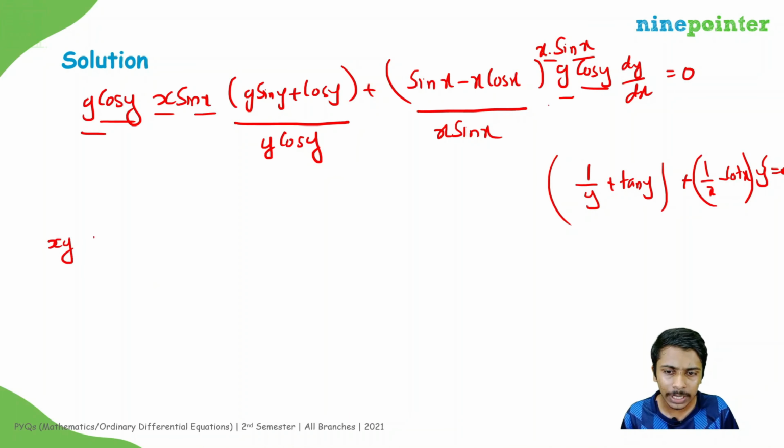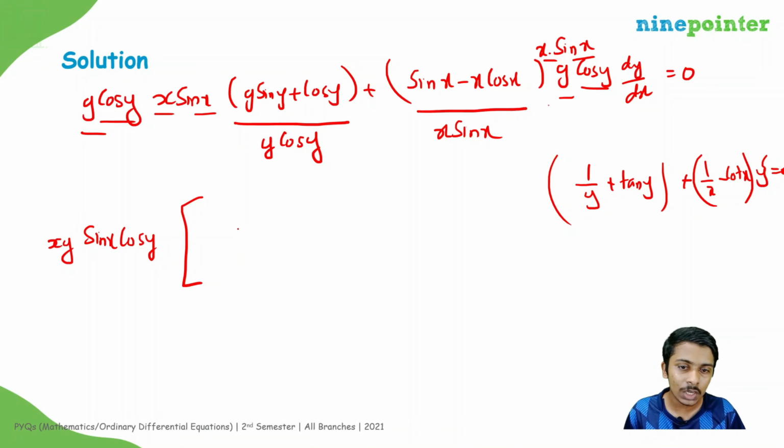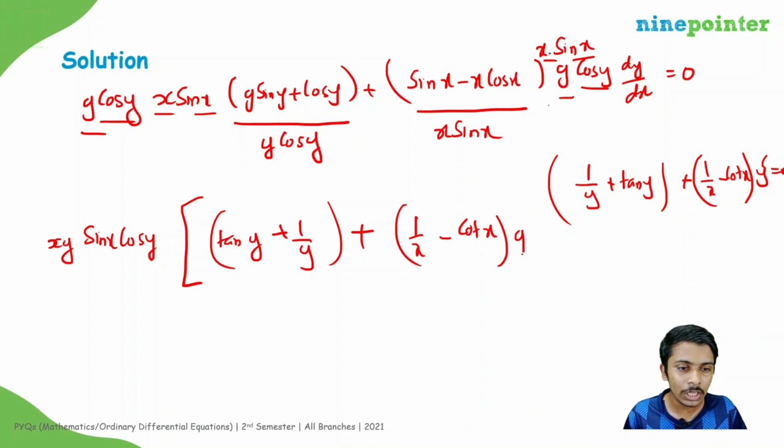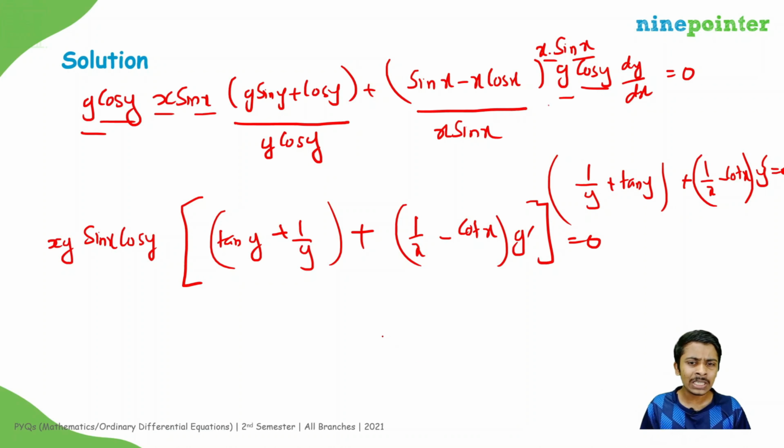So let me just take out those terms, xy sin x cos y. And what are the remaining terms? Here we will have tan y after cancellation and plus a 1 by y. Then plus, here we will have 1 by x minus cos x by sin x, that is simply cot x, into dy by dx or y prime, that is equal to 0. Now you can see the same equation once we found the solution and later found the differential equation from that solution. Now the question actually looks in a slightly different form, but we can just go in the reverse direction and find the solution, right?